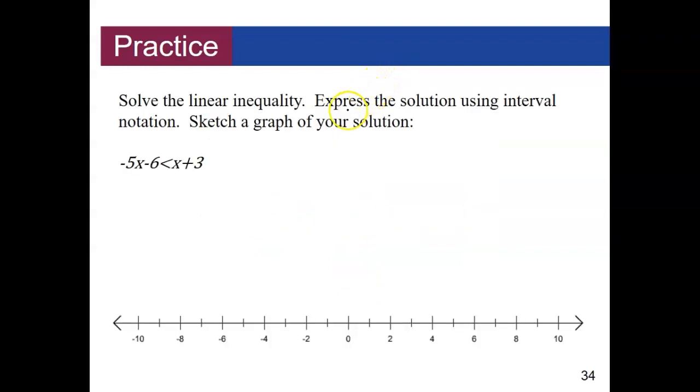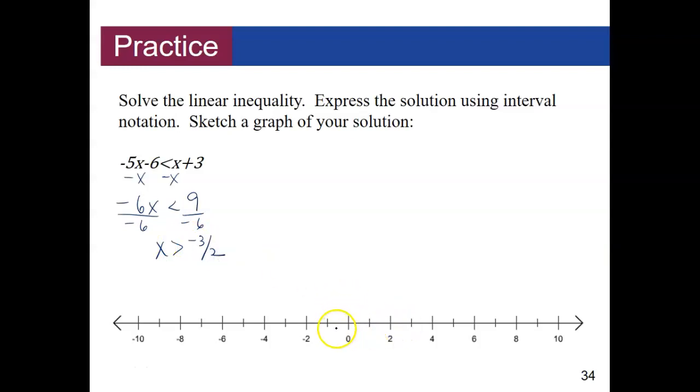Okay, here's some for you to try on your own. This first one is linear. So we will just try to get all of our x's on one side and the non-x's on the other. So we'll subtract x. So we'll have negative 6x is less than, we'll add that, and that'll give us 9. Divide by negative 6, and so x is going to be, we need to switch our inequality, so it's going to be greater than negative 3/2.